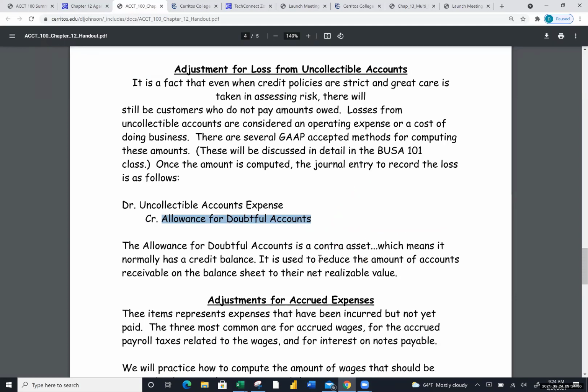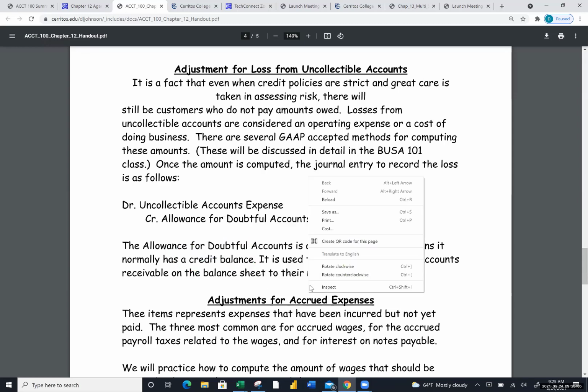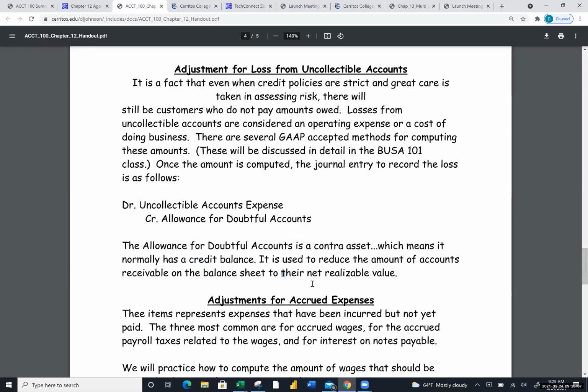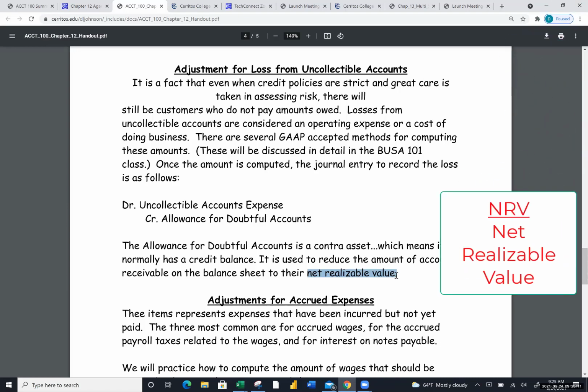It is a contra asset. It's going to have a normal credit balance. And we use this to reduce the amount of accounts receivable on the balance sheet. Here's a word I want you guys to know for the test: down to their net realizable value. You'll hear that often referred to as an NRV, net realizable value, which means our goal is to take accounts receivable and reduce it to what we realistically expect to collect.